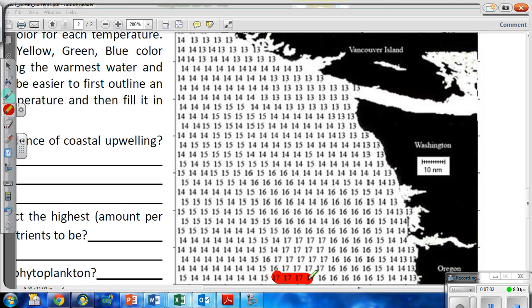So notice 17 was the warmest color. So I'm going to color all the 17s red. All my 16s I would color orange, and so forth. So I'm going to go ahead and make this graph, finish it up, and then I'll show you exactly what the finished product will look like, and we'll talk about what we see.